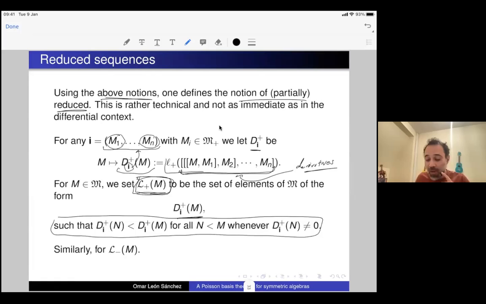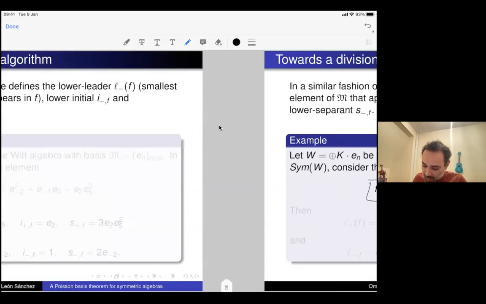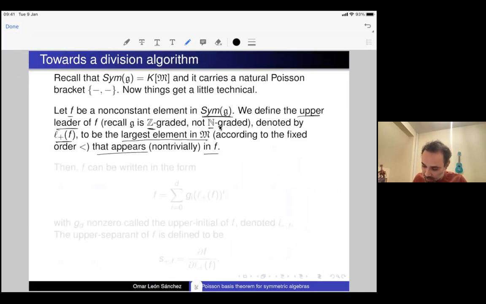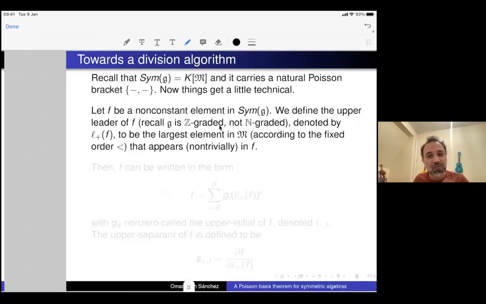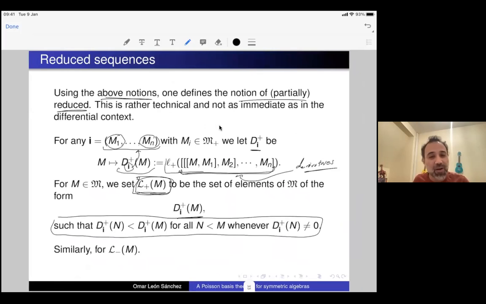Remember that one of my assumptions, if I can go back a little bit, is that the basis comes with this order. So the elements in my basis, these MIs and N, all of them, there's this fixed order throughout, so I can definitely compare them.